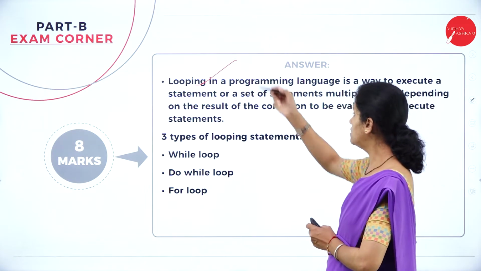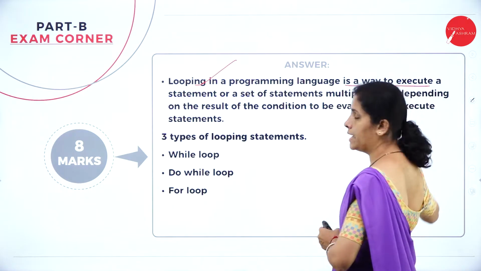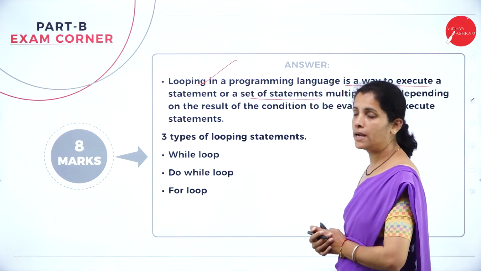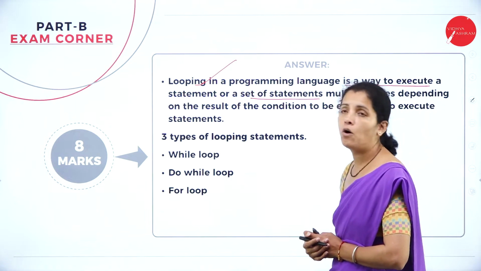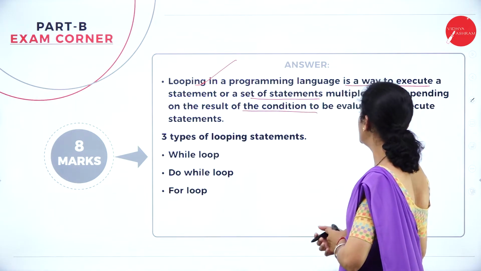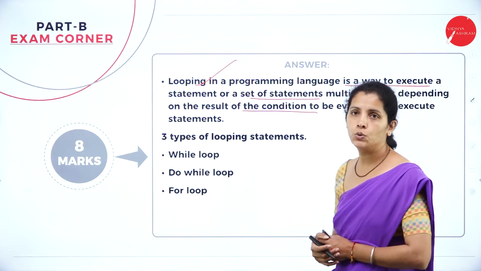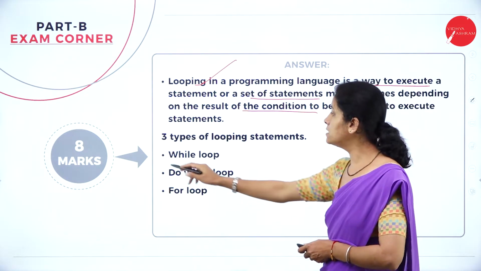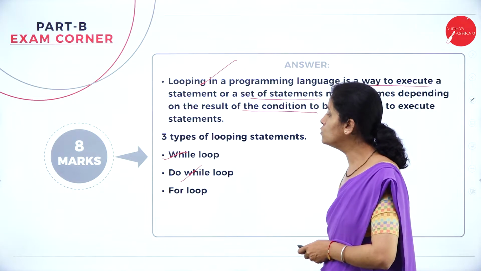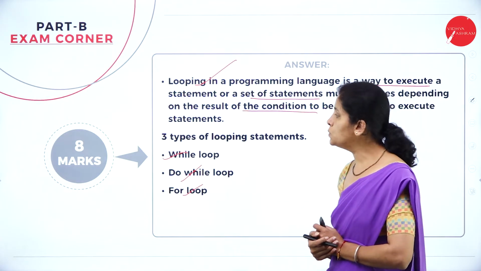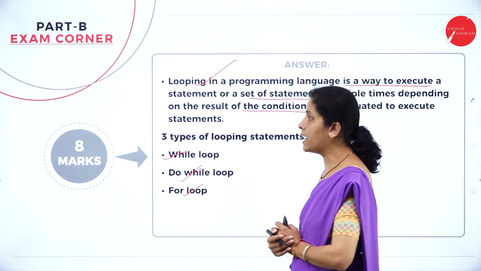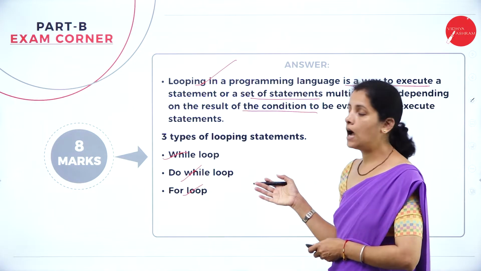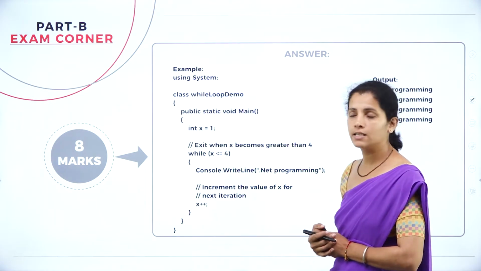So looping in a programming language is the way to execute a statement or a set of statements multiple times depending on the result of the condition to be evaluated to execute this statement. So there are 3 types of looping construct, that is while loop, do while loop and for loop. So dear student, this question is for 8 marks and the definition carries 2 marks and example carries 6 marks.